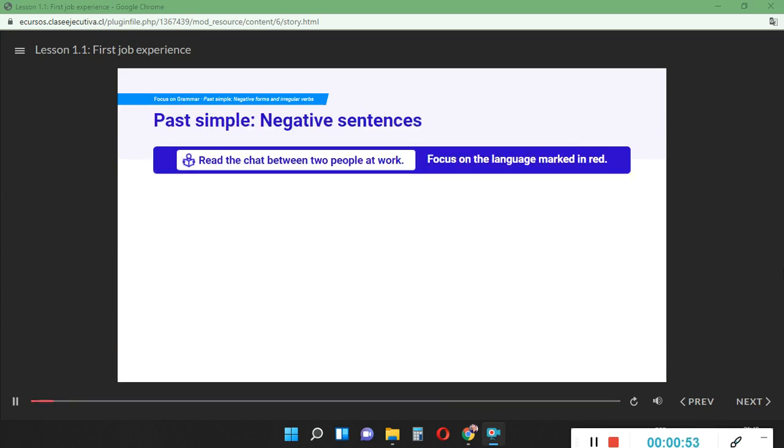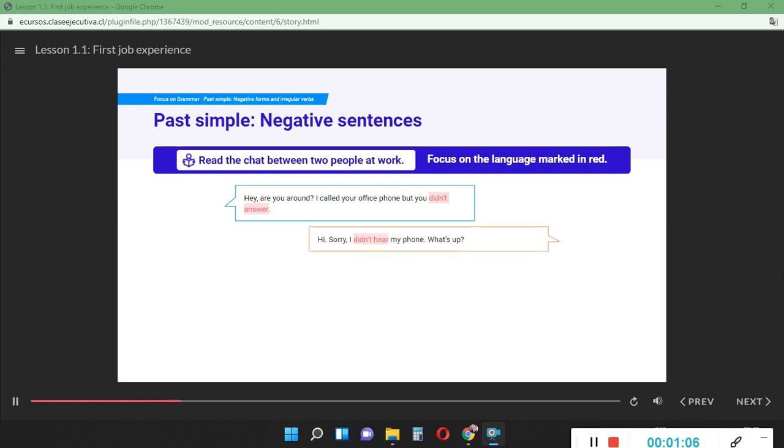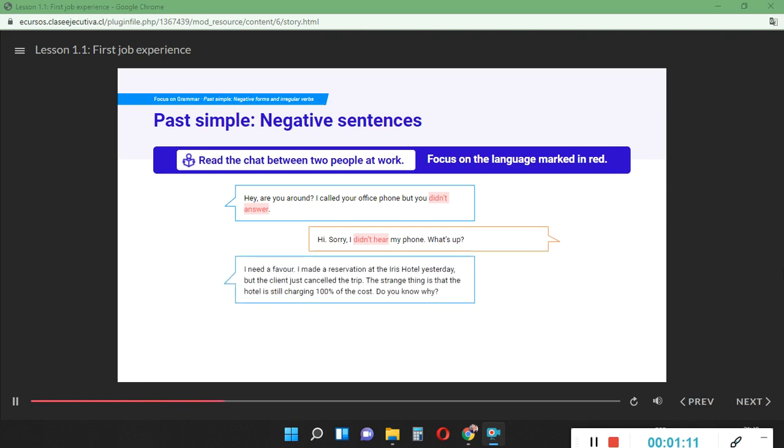Read the chat between two people at work. Focus on the language marked in red. Hey, are you around? I called your office phone, but you didn't answer. Hi. Sorry, I didn't hear my phone. What's up? I need a favor. I made a reservation at the Iris Hotel yesterday, but the client just canceled the trip. The strange thing is that the hotel is still charging 100% of the cost. Do you know why? Wait a second, let me check.